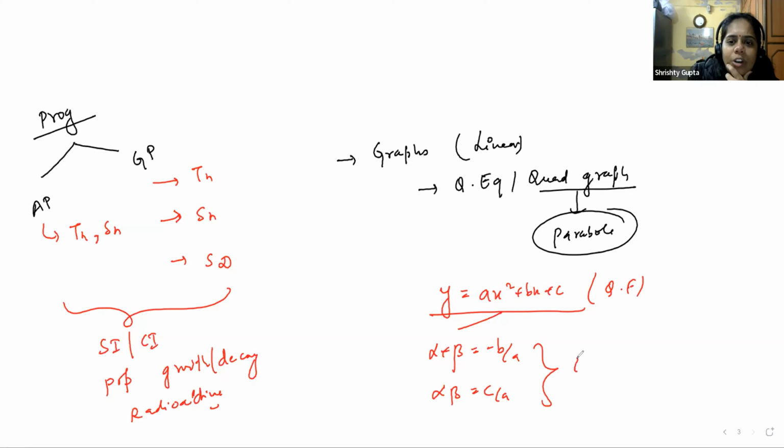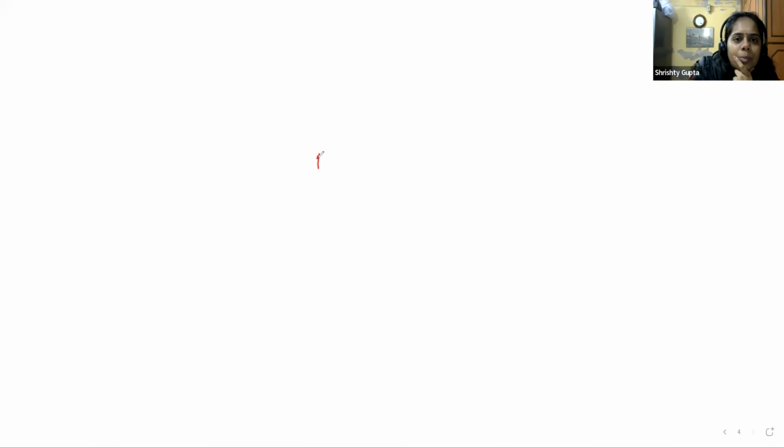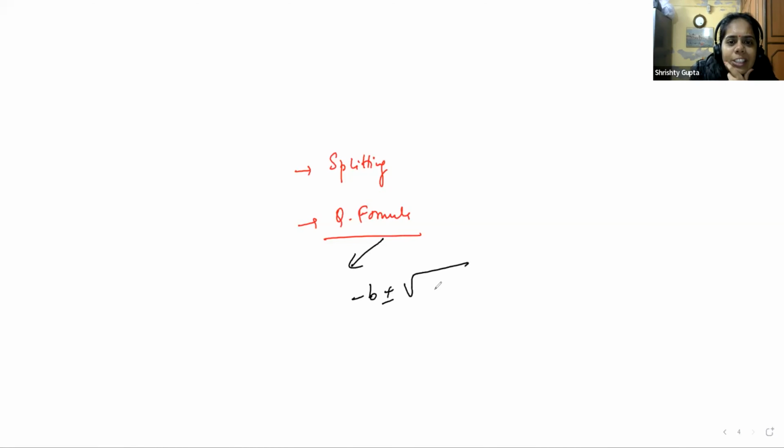And this I am writing down for a quadratic equation. The next thing that we should know over here is the value for D. What exactly is D? We know that a quadratic equation can be solved by splitting the middle term, or it can be solved using the quadratic formula. What exactly is the quadratic formula? It is minus b plus minus root of b square minus 4ac over 2a. This is the quadratic formula, and inside the root we have something written.